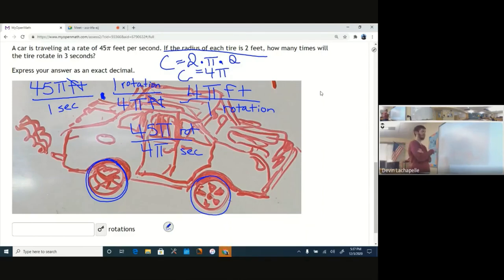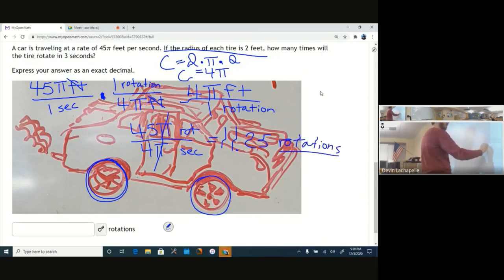I think we can simplify this a little bit. Pi divided by pi, that's just 1, right? Anything divided by itself is 1. 45 divided by 4. We got a calculator for that. We don't need that right now. 40 divided by 4 is 10. 5 divided by 4 is going to be 1 and 25 hundredths. So this is 11 and 25 hundredths rotations per 1 second. All right, so we've got 11 and 25 hundredths rotations per 1 second.